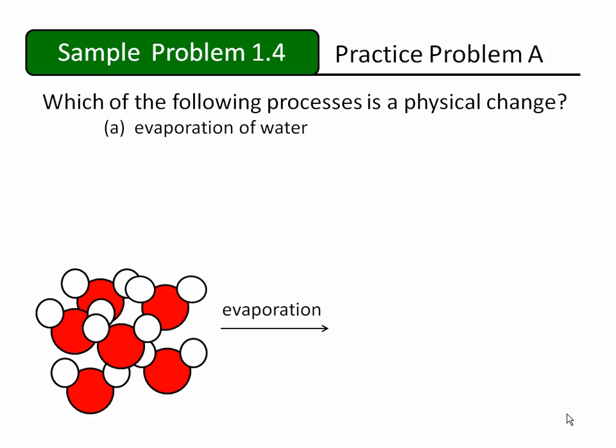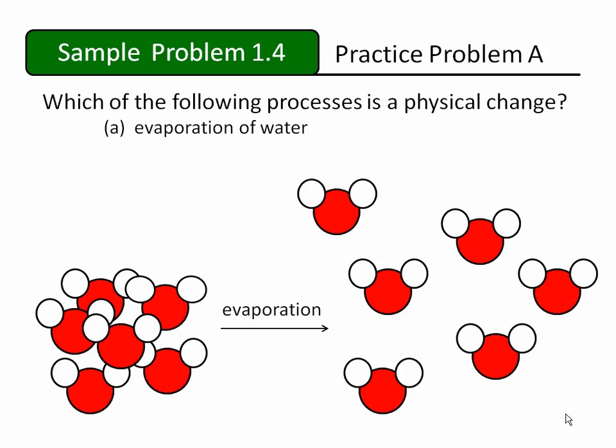When the sample evaporates, we end up with H2O molecules in the gaseous state with much more space between them. But our molecules, specifically the bonds between the oxygen and hydrogen atoms, have not changed. So we should label this as a physical change, and any change of state will be a physical change.